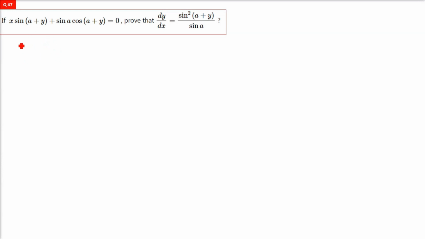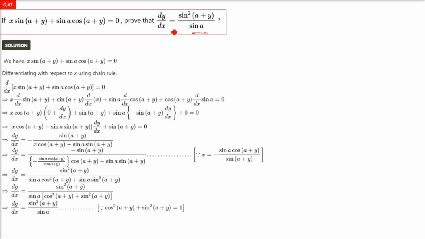Now you have x sin a plus y plus sin a cos a plus y is equal to 0. Now here also you see there is no x on the right hand side. So you have to take the x from the first equation and find out whatever is x on the left and whichever thing you get on the right. So assume a plus y as theta.